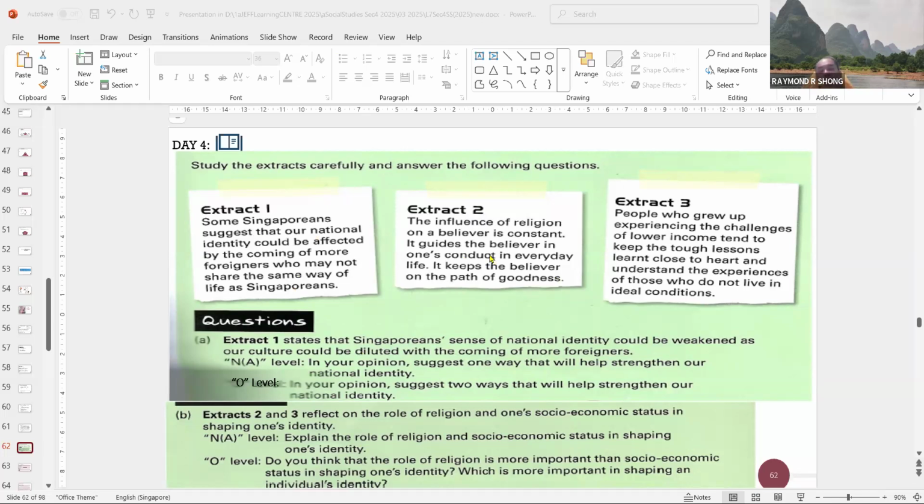Okay, now let's read, Xinyuan. Extract B. The influence of religion on the believer is constant. It guides the believer in one's conduct in everyday life. It keeps the believer on the path of goodness. So this extract is also ABC. In the past, we studied the racial riots and the religious riots, right? And this is similar to the past, like the Maria Hertogh riots, if you studied in Sec 1, Sec 2, about religion. So now also we are talking about religions, all right?